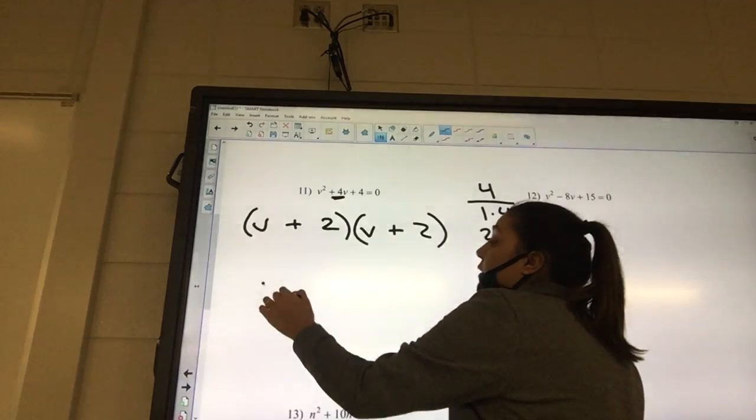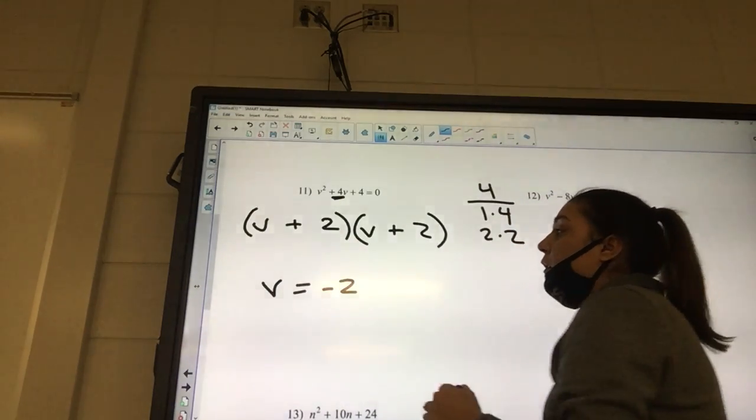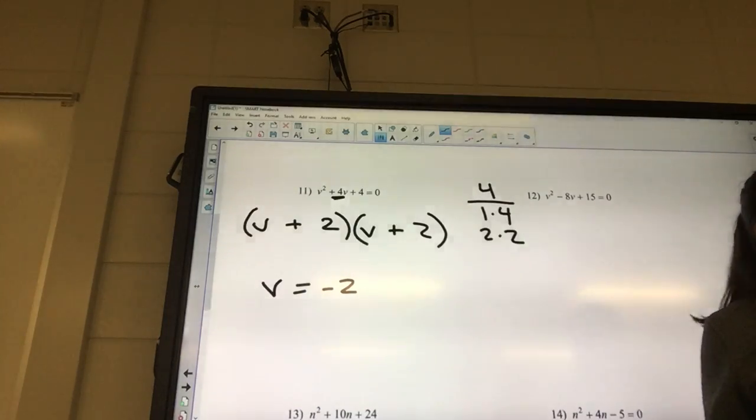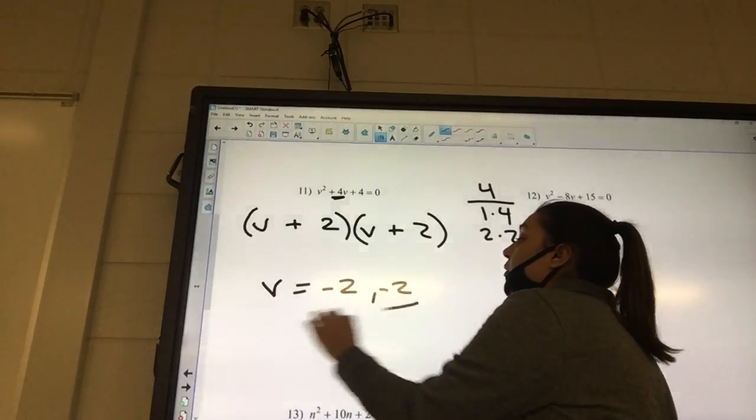Okay, and so our answer is going to be what? V equals positive 2, negative 2. You said flip it over first. We always do the opposite. Oh, okay. So it's just going to be negative 2, negative 2.